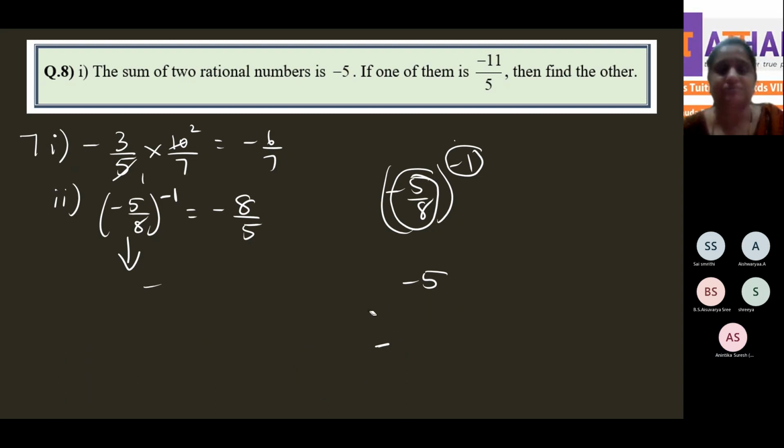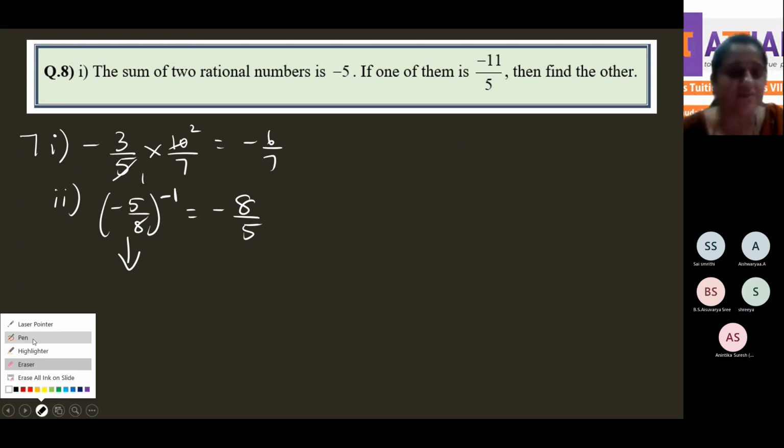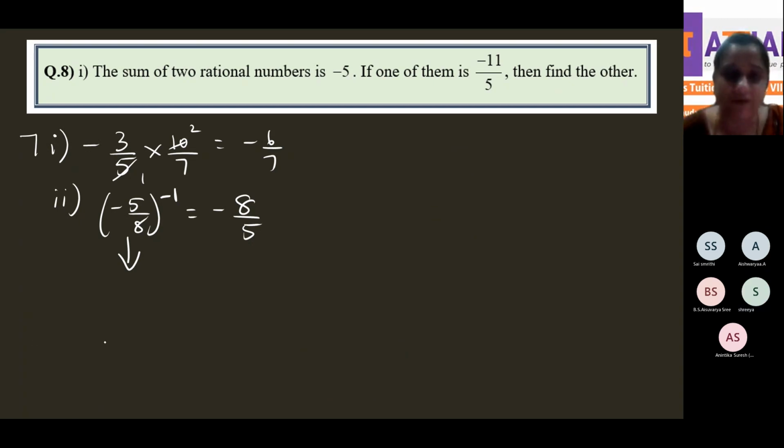All right, children? Yes, ma'am. Very good. So when the power is minus 1, it means we have to write the reciprocal of the base. The base is minus 5 by 8. The reciprocal of minus 5 by 8 is minus 8 by 5. That's it.